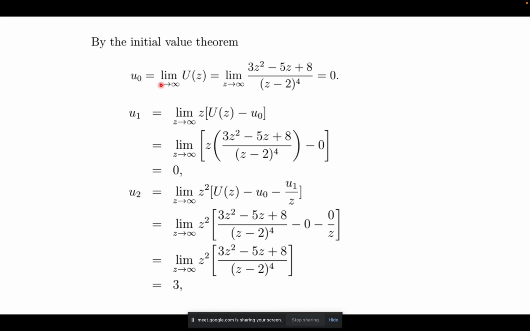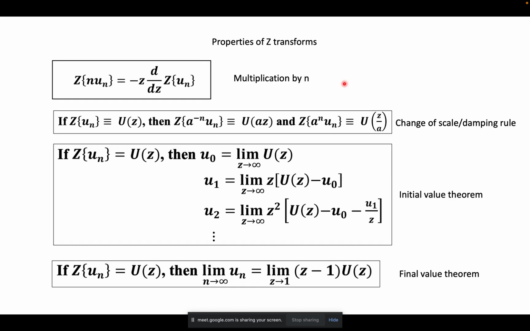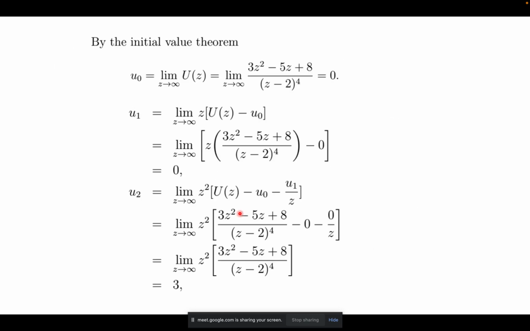First of all, the question is asking u1 and u3, and if I go back to the property, in order to calculate u1, you need to first calculate u0, and similarly if you want to calculate u3, you need to know u1 and u2, right? So we need to calculate u0, u1, u2 in order to calculate u3. So let's try to solve the problem.